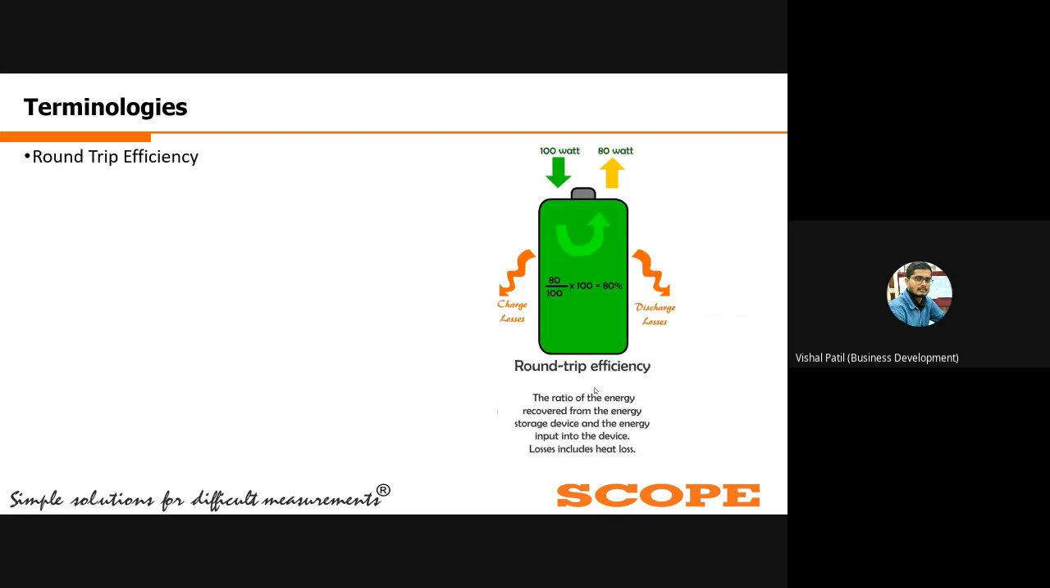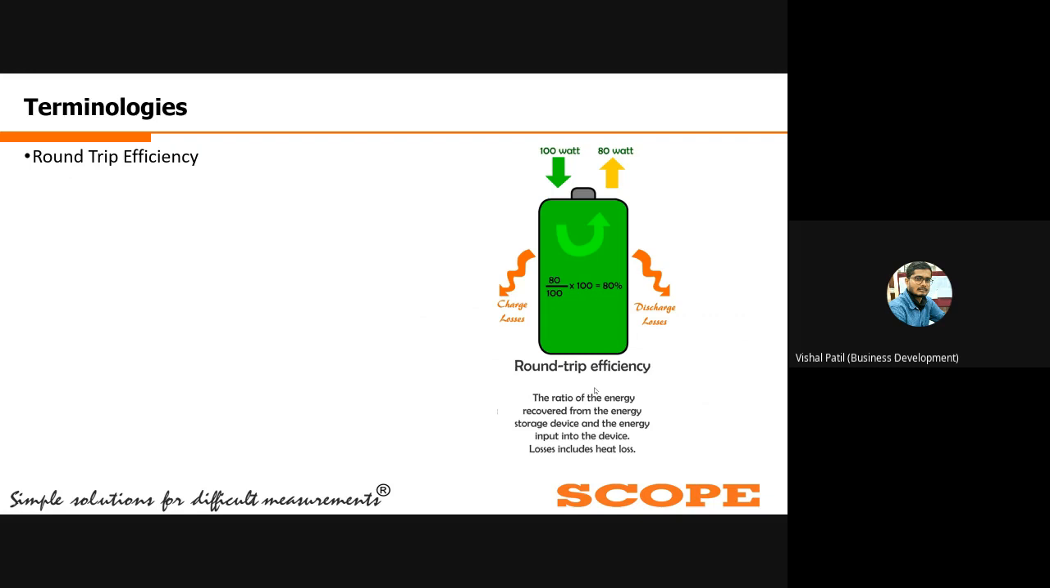Then next, round trip efficiency. For example, if you are providing 100 watt energy through your charger to a battery bank, and your battery bank is giving the output of 80 watt, then the round trip efficiency will be the ratio of the energy recovered from that particular storage device as compared to the energy given as input to that particular cell. So this efficiency is called the round trip efficiency.